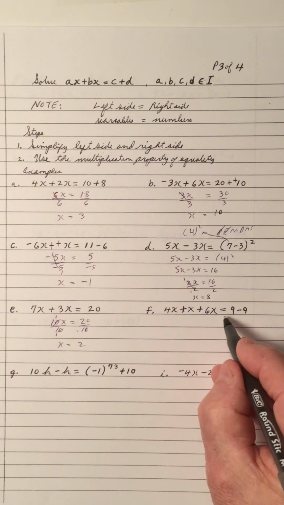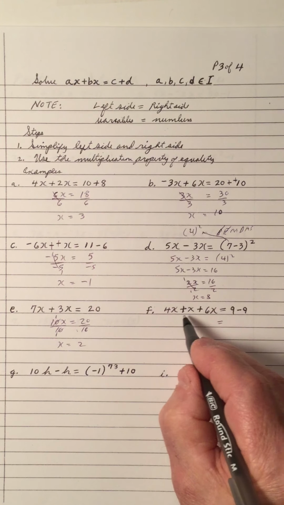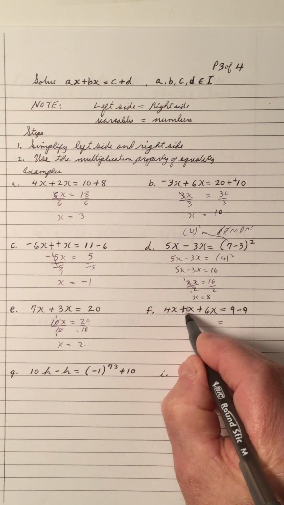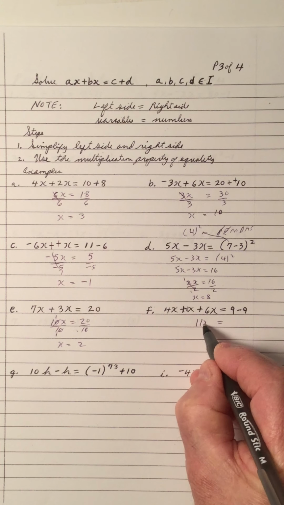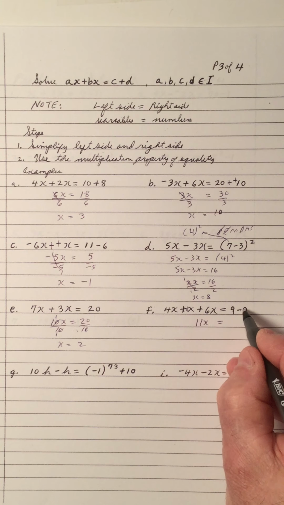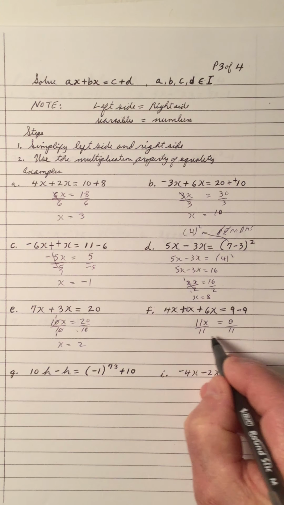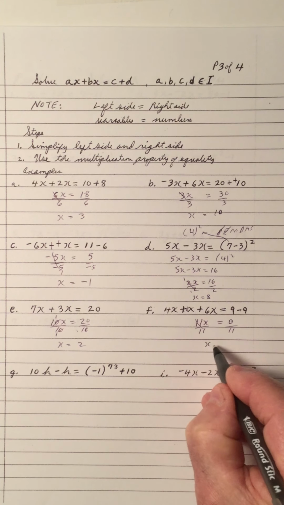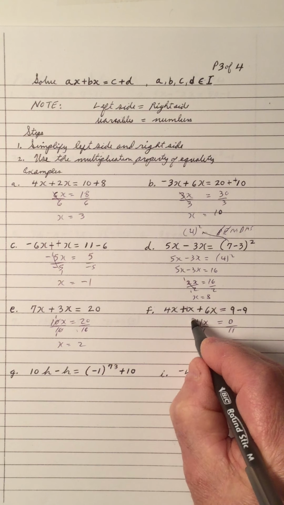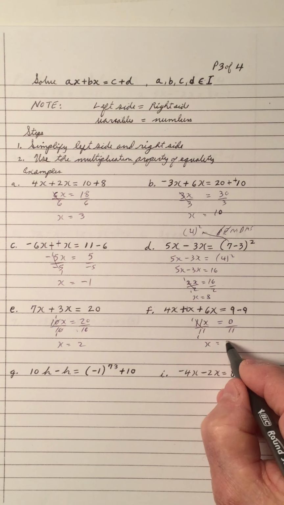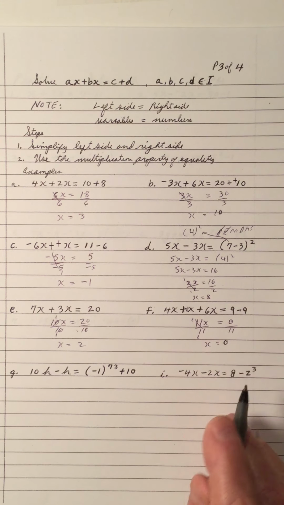Now I have to add, x is on the left, numbers on the right. 4 plus 1 is 5, plus 6 is 11x. And 9, subtract 9 is 0. And I divide by 11. The 11 cancels, I get the 1. Notice there's a 1 and a 1. And 0 divided by 11 is 0. 0 is the answer to this.